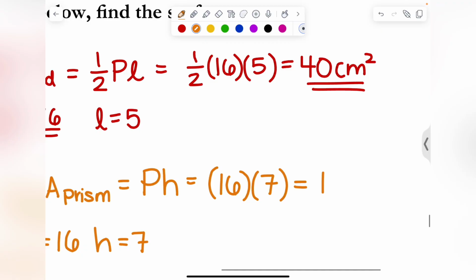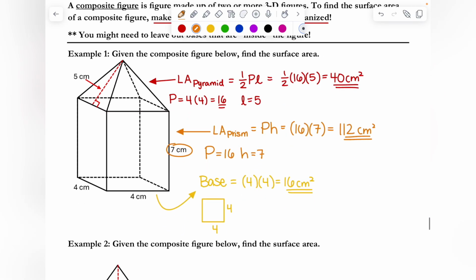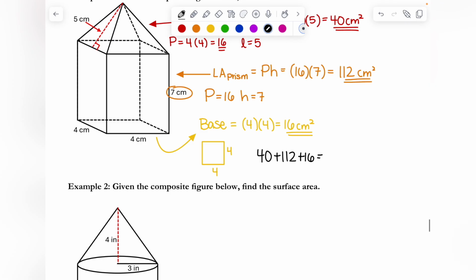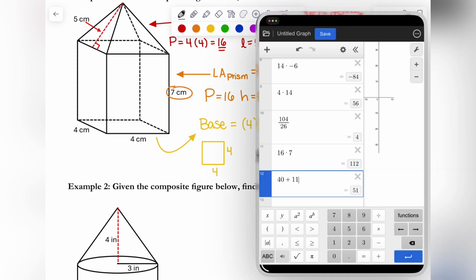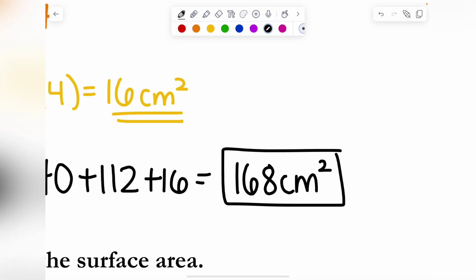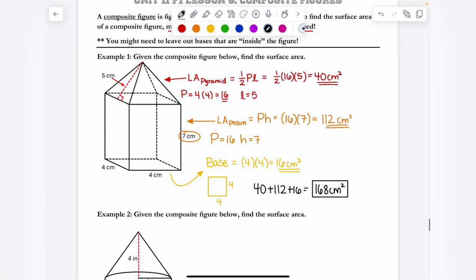$112. All right, and so the surface area is going to be just these three numbers added together. So we're going to add 40 plus 112 plus 16. 40 plus 112 plus 16 is 168 centimeters squared. That is the surface area of this composite figure.